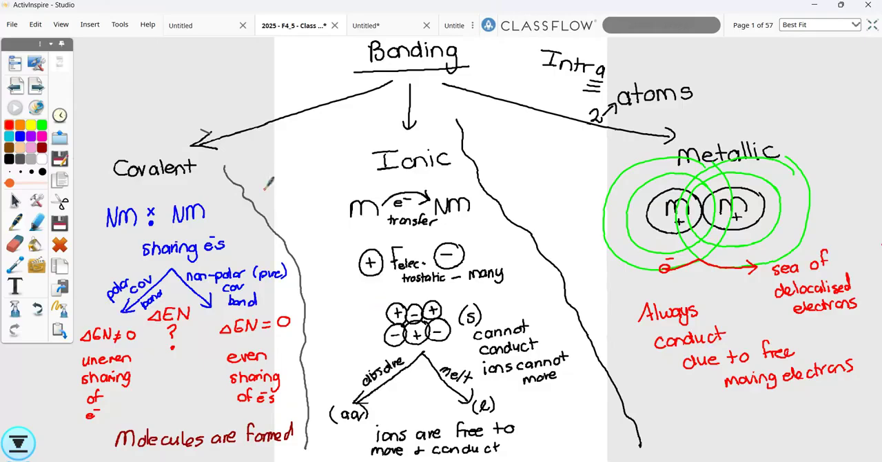Okay. So guys, a bond is always going to be stronger than an intermolecular force. Please remember this. The bond always wins over an intermolecular force. But which of these three can have intermolecular forces? Only covalent, because covalent is the only one that forms molecules. And therefore only covalent can take us over to intermolecular forces, which is the next bit we need to crash course.